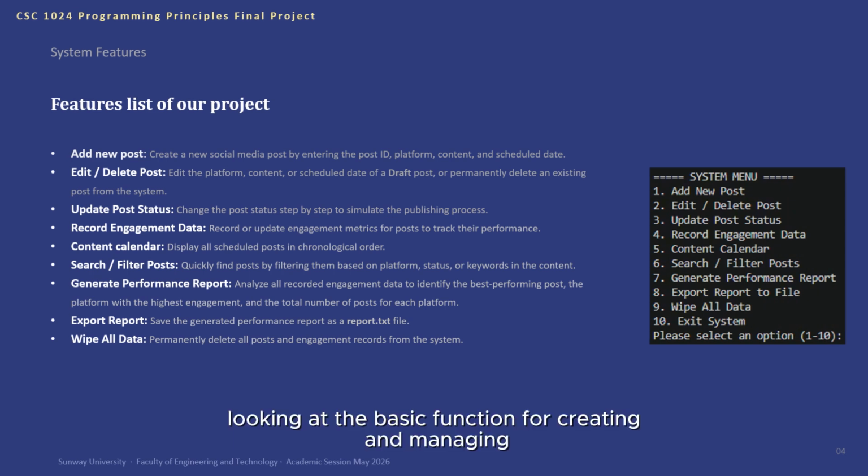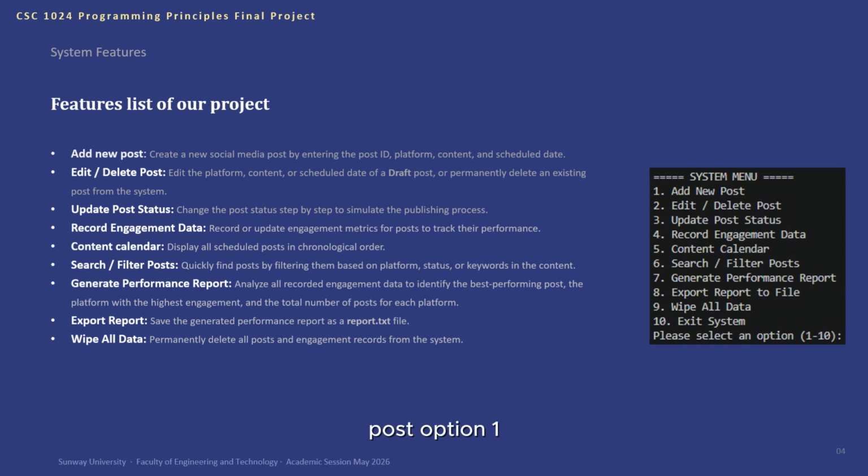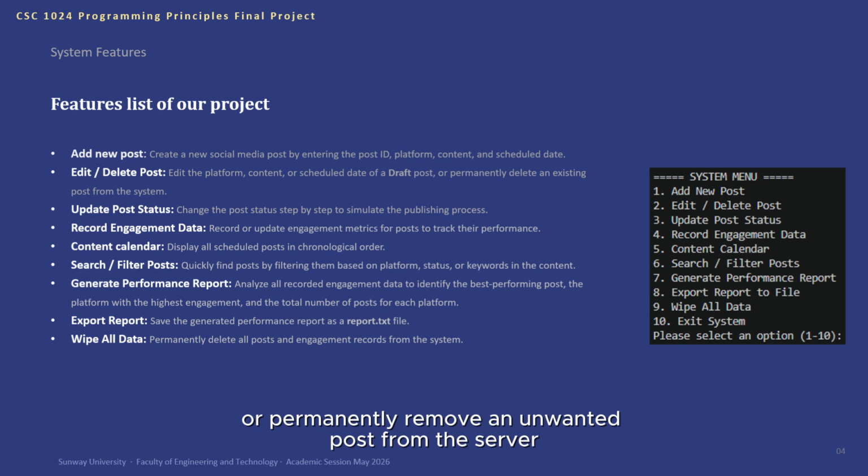Looking at the basic functions for creating and managing posts, option 1, add new post, lets users create a new post by entering a unique post ID, target platform, text content, and a feature date. After creating a post, option 2, edit or delete post, gives creators the choice to change the platform, text, or date for any post that is still in draft mode, or permanently remove an unwanted post from the save file.